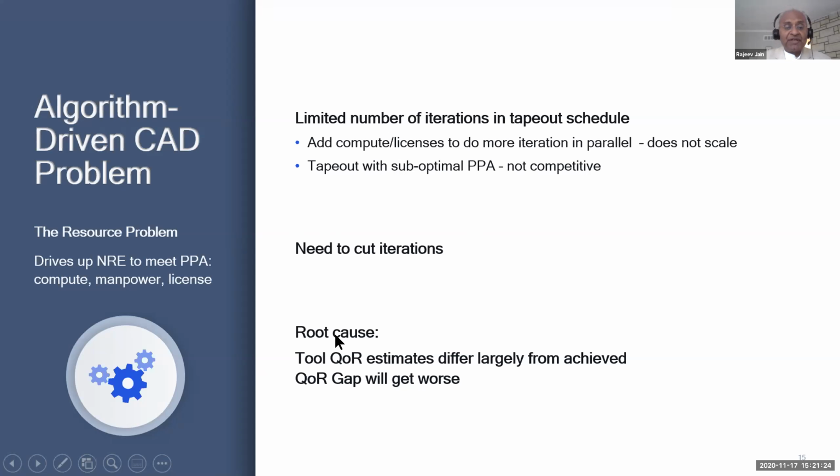And the root cause of these iterations, if you stop and think about it, is the fact that the estimates that the tools make, that the optimization algorithms make, differ largely from that achieved. Because all these optimization tools, when they go through the optimization process, they start out with some estimate of what they think the QR will be, and accordingly they adjust the design, and then they run through the actual place and route or synthesis and find out what really came out the other end. And of course, there is a gap. And the problem is that as we get into deep submicron, this gap is growing. It is already quite bad, and it's getting worse. So there has to be a better way to do this.